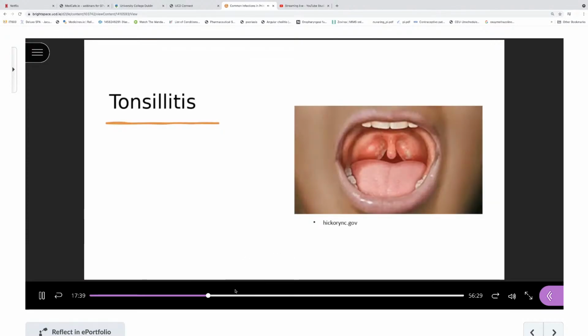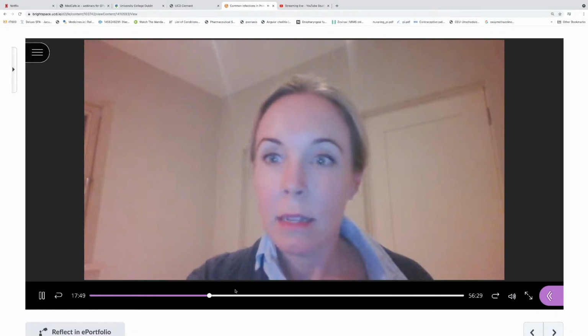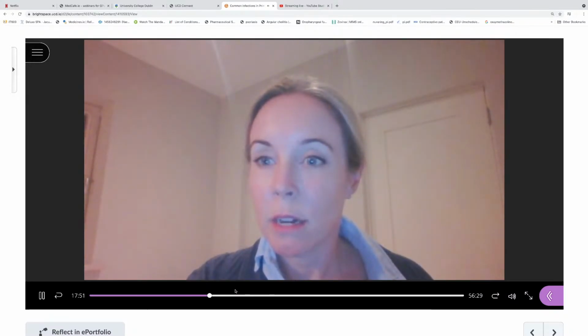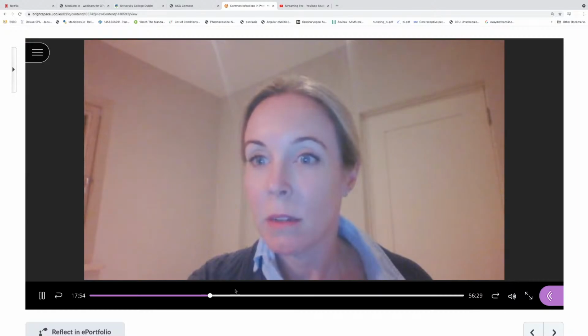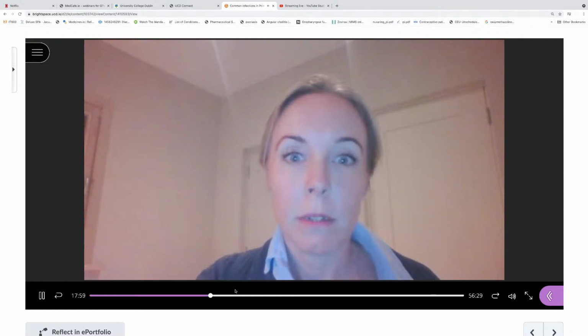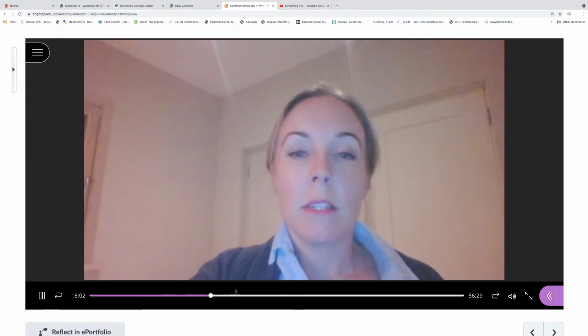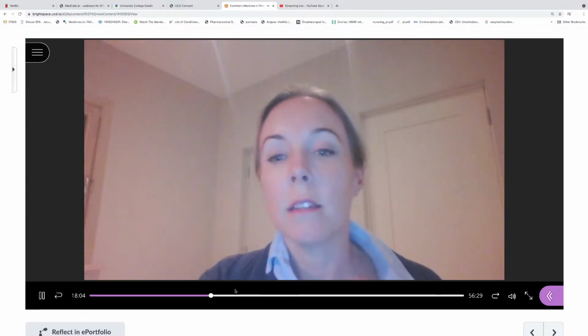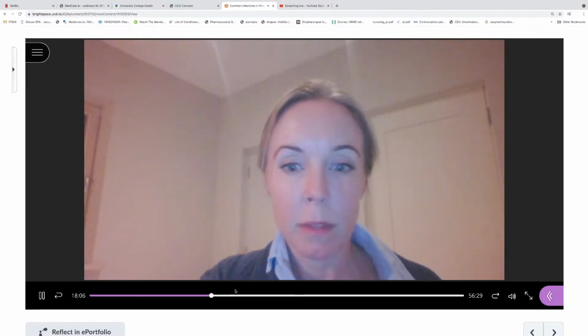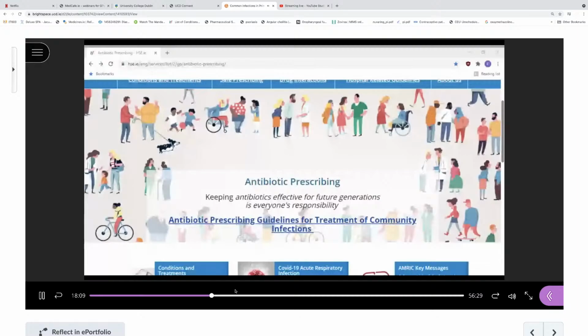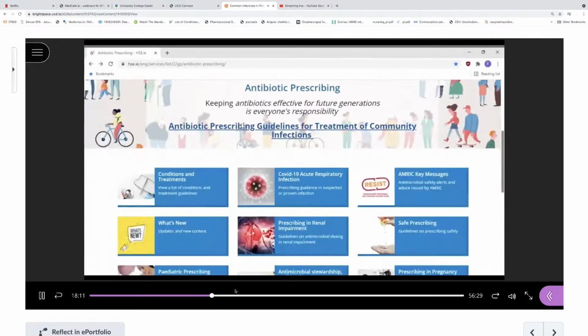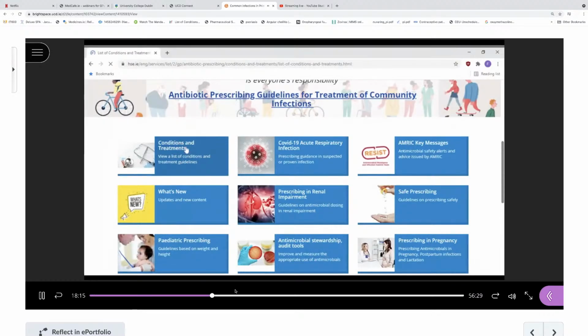So actually, just to move back to the tonsillitis, this is a good example for me to show you the antimicrobial prescribing guidelines. So I'm just going to share my screen with you for a moment. So once we've decided that the patient needs antibiotics, we should consult the guidance unless we're very familiar with the current ones. Because they do change regularly, and in fact, the duration of treatment for penicillin for tonsillitis has changed. So I'm just going to go into conditions and treatment.